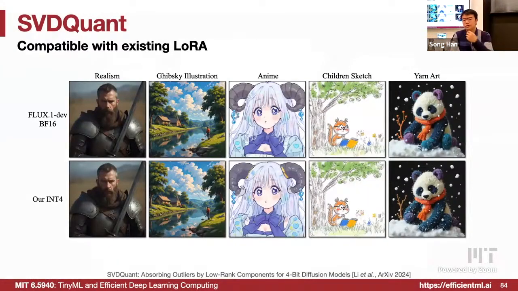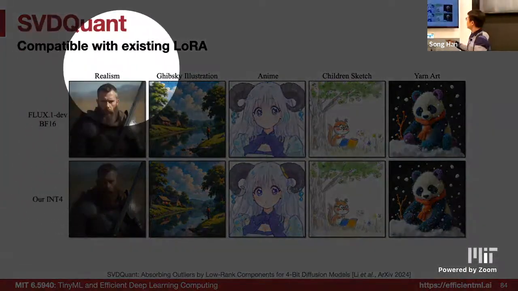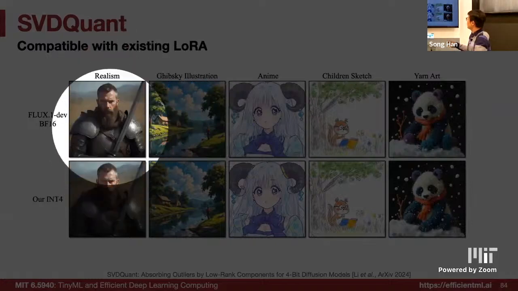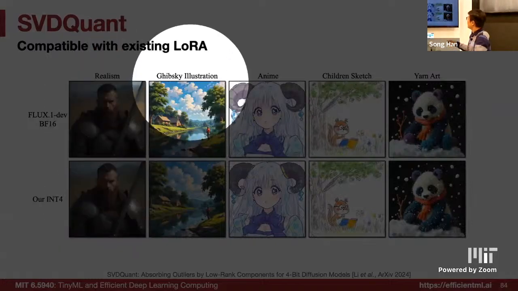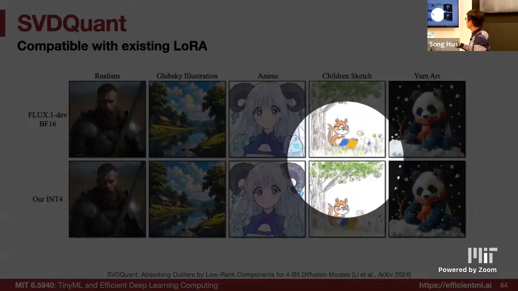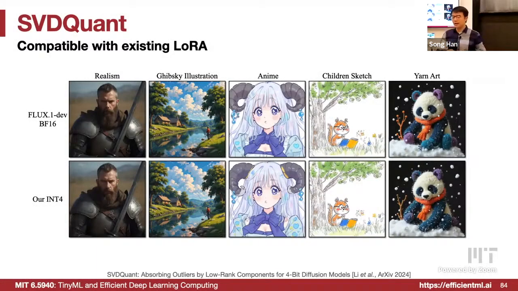And this shows that SVDQuant is very compatible with existing LoRA. We can just add a LoRA branch without having to do any requantization. So this is FP16 and our INT4 version using different LoRA models like realism, pretty much the same. The anime, children, yarn, different kinds of styles, all maintain the fidelity for different LoRA models.